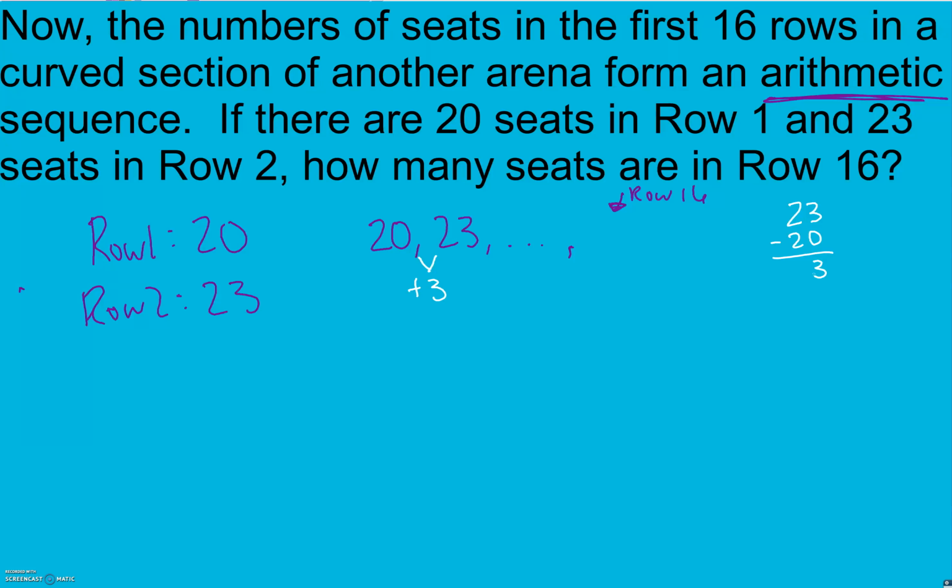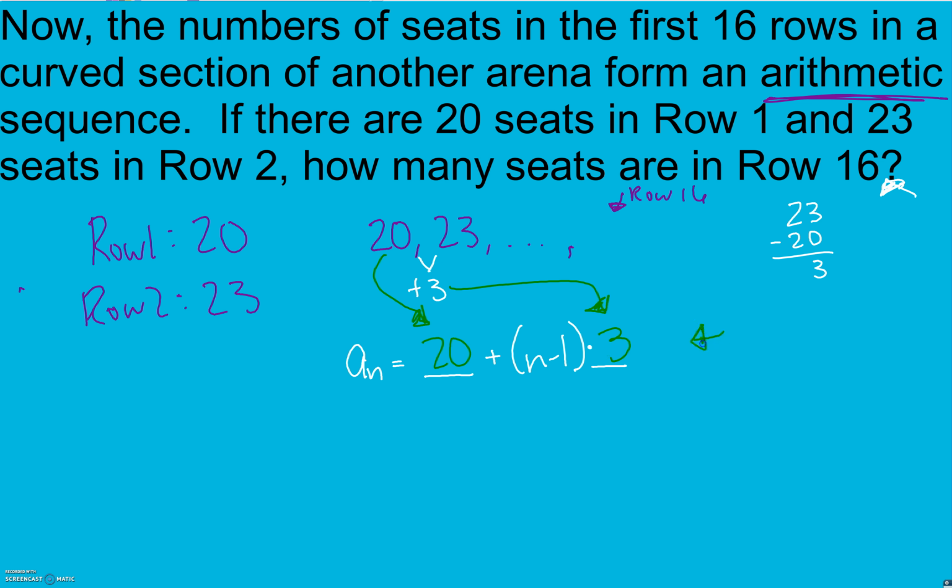Okay, now we want to find row 16. So again, instead of adding every single time, what we can do is come up with that formula. Again, A of n equals first number plus n minus 1 times our common difference. That's our framework. That's what we need every time. Now we can plug numbers in. We know our first term is 20, and we know our common difference is 3.